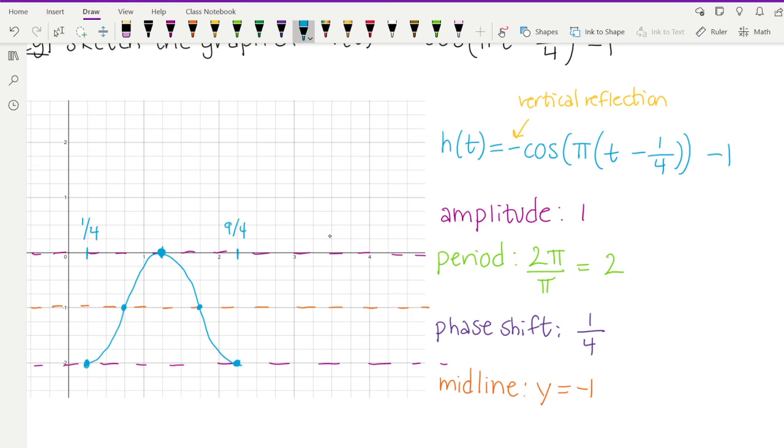I know it can be overwhelming with all these different transformations, but again, I think if you put down these guidelines first and use those to help you sketch it, it really isn't as bad as it seems like it will be.